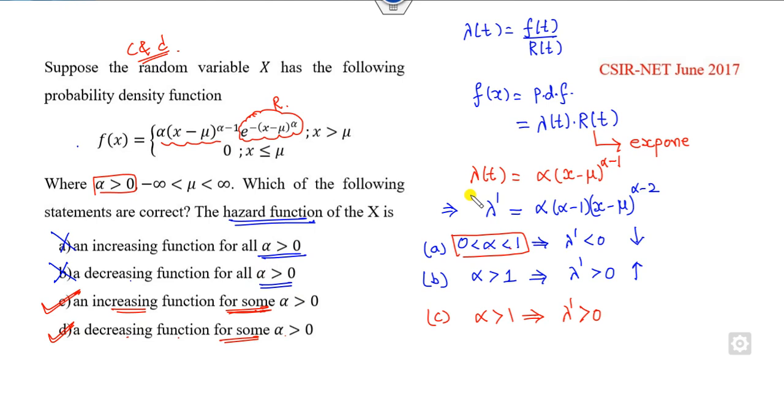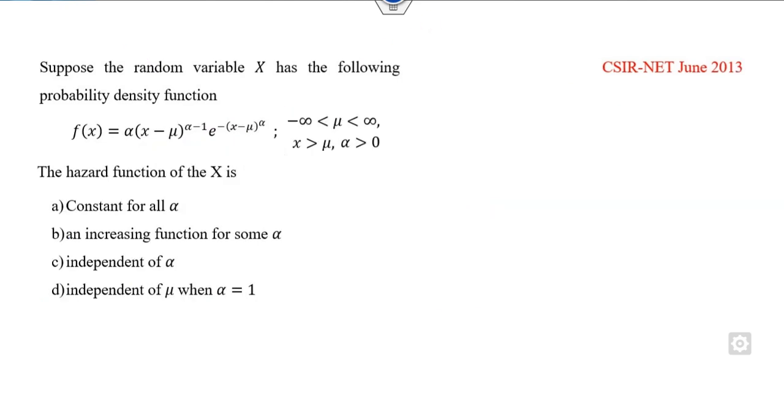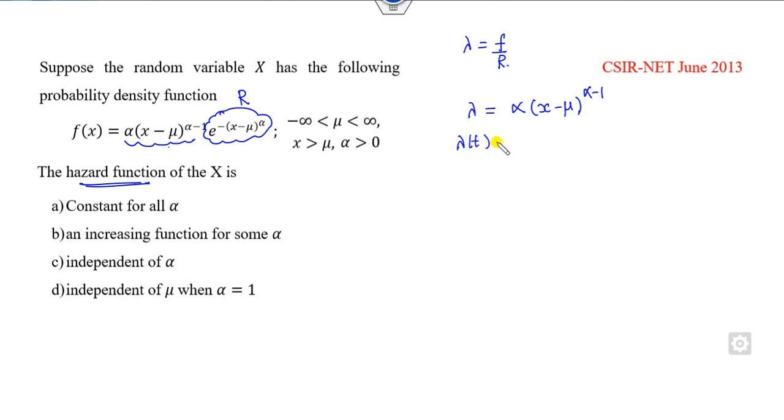Look at this. With the same technique, we can move on to another example. Again, I can use this approach, F over R. This is the exponential part. So this is my reliability and this is my failure rate. So my lambda is alpha times x minus mu to the power here. Then the hazard function. That means you have to find this part. So you can take the derivative: alpha minus 1, x minus mu to the power alpha minus 2.